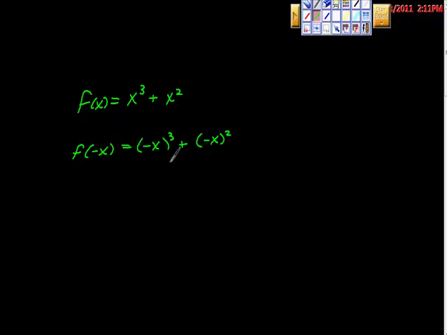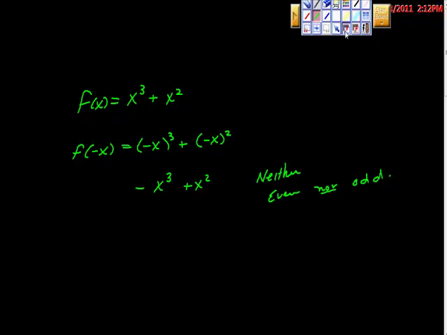Well, look at this. This is really cool, isn't it? I just got stuck for a second because this is going to go to negative x cubed. That's looking really good for an odd function, isn't it? But this is going to go to plus x squared. So it's not going to be the perfect opposite, is it? So this is neither even nor odd.